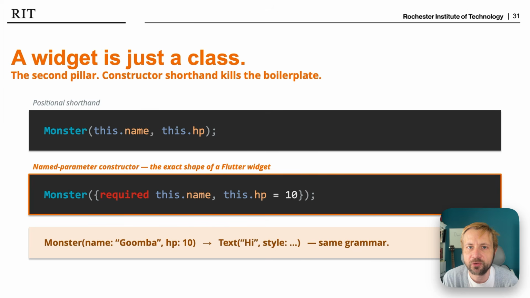In Java or C#, you'd write this.name equals name for every field. That's boilerplate. Dart lets you write this.name right in the parentheses, and it does the assignment for you, in one line. And here's the version you'll actually live in: constructor with named parameters, curly braces, just like before. Now you create the object by name: Monster, name colon Goomba, HP colon 10. Look familiar? It's the exact same shape as creating a widget. Because a Flutter widget is just a class with a named parameter constructor, you're going to write hundreds of these.